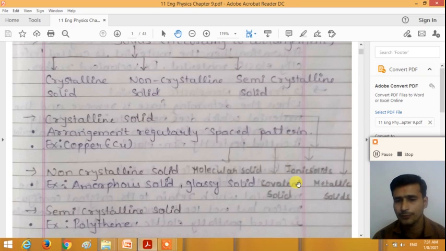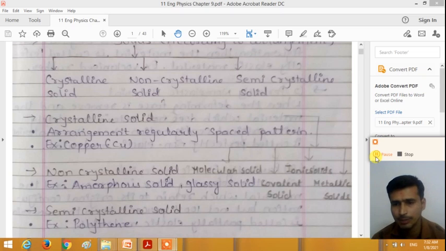So understand all the four types of the crystalline solid. What do you mean by the crystalline solid? If the constituent particles of solids are in a regularly spaced arrangement pattern, the solid is called a crystalline solid. The crystalline solids are further classified according to the constituent particles into four categories: molecular solid, covalent solid, ionic solid, and metallic solid, right?